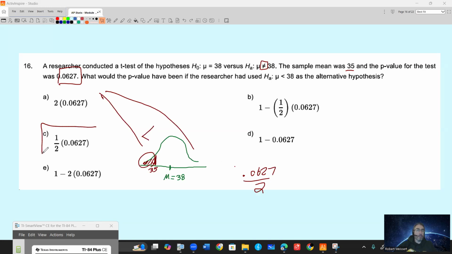So it will be option C. Now, if you're going from a less than to a not equal to, then you would double it. But since we're going from a not equal to a less than, we're going to cut it in half.